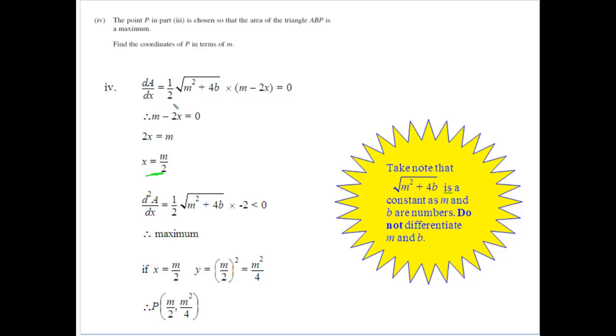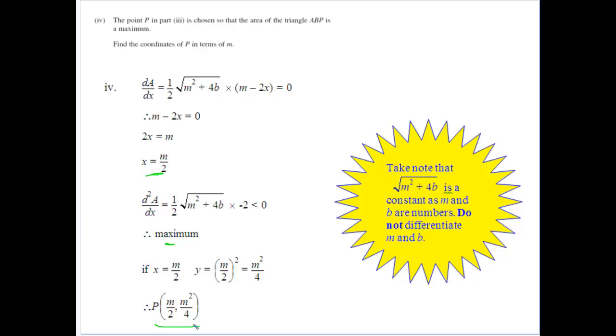We get our second derivative, again that's a constant, and we derive that part, so that's just minus 2, which is always going to be less than 0. Therefore, it must be a maximum. And if x is equal to m on 2, y is m on 2 squared, which is m squared on 4. So that's our point, m on 2 and m squared on 4.